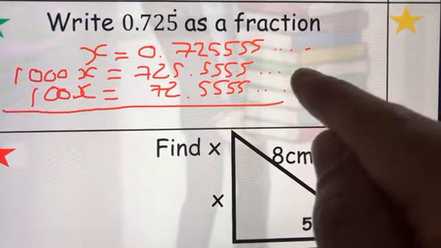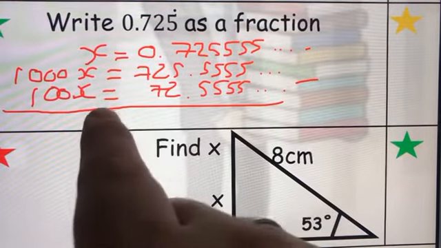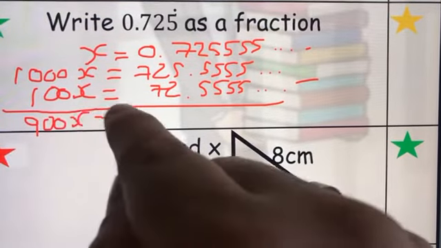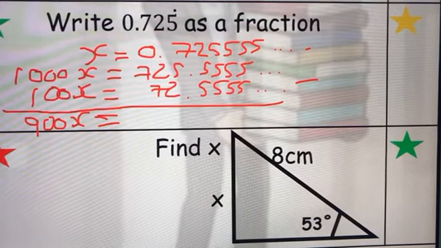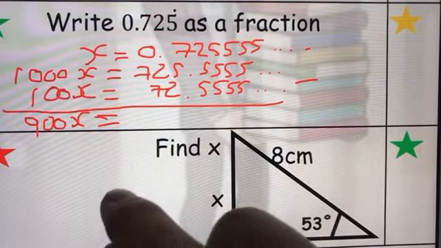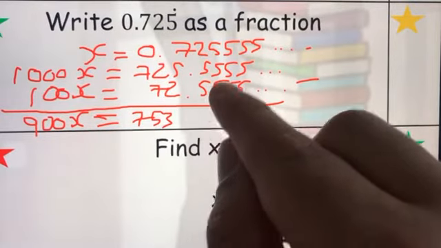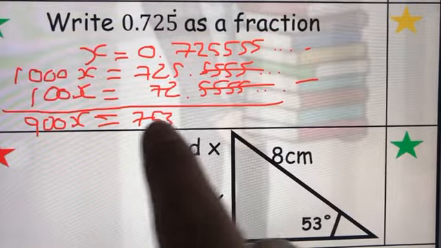Like when you've got simultaneous equations, take these two away from each other. 1000 take away 100 is 900x. 725 take away 72 is 653. And then these two, if you take them away, they just cancel out. So what you've done is you've got rid of the recurring bit on the end.